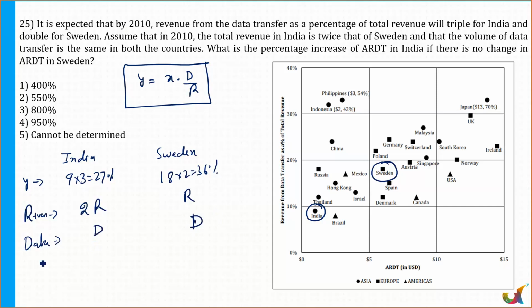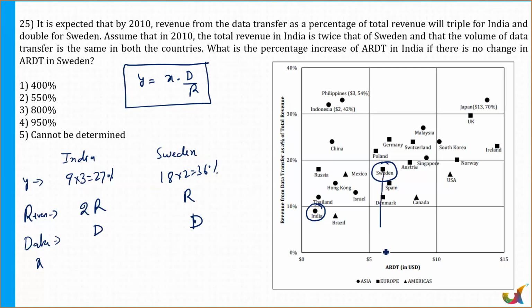So what are the values of X? If there is no change in ARDT in Sweden. So for Sweden, what is the ARDT? We can see the value of X in Sweden. Value of X in Sweden is approximately 6. So for Sweden, it is 6. So I need to find out what is the value of X for India in the year 2010. And once we calculate it, we need to compare with the previous value. Now rest everything depends upon the calculation.